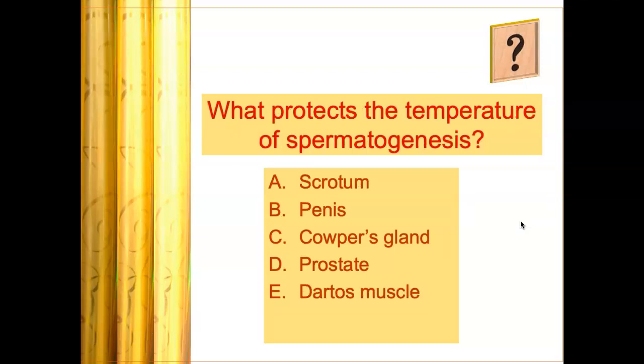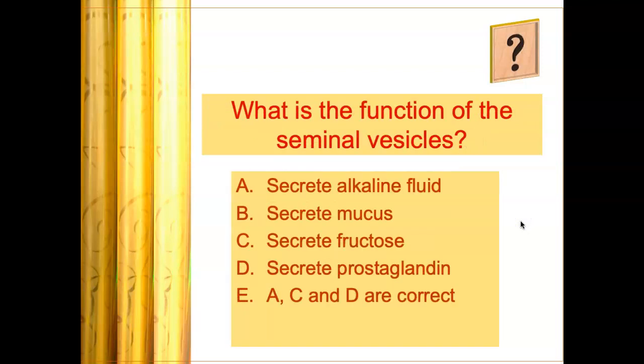What protects the temperature of spermatogenesis? That wasn't in the PowerPoint, the name of that muscle. That's the dartos muscle. What is the function of the seminal vesicles? That secretes a lot. So the correct answer is E. Both A, C, and D are correct. Secretes alkaline fluid, mucus, and prostaglandin.